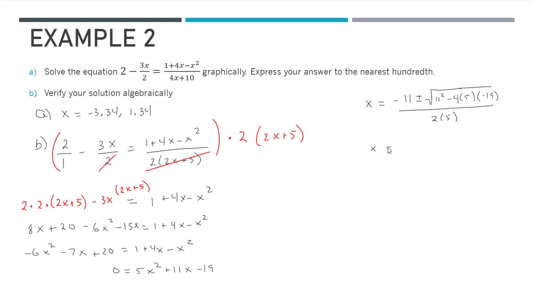So you get two different answers here. You get our 1.34, and you get negative 3.34. So yes, it's been verified. So therefore, verified.